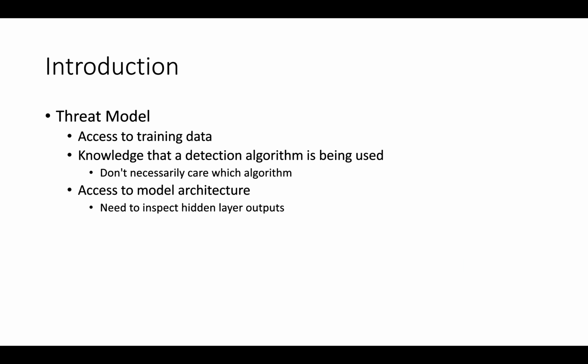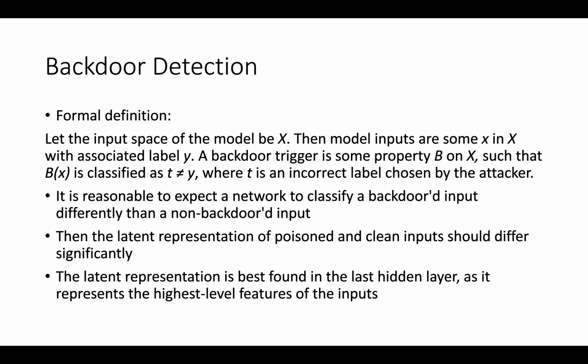So now let's talk about the threat model we use here. The threat model the authors assume is that an attacker has access to training data before the model is trained, and knows that a detection algorithm is being used, but doesn't actually care which algorithm. They also need to know the model architecture because they need to inspect the hidden layer outputs and what the model actually thinks is happening with all of the inputs.